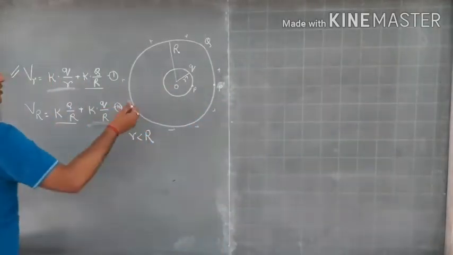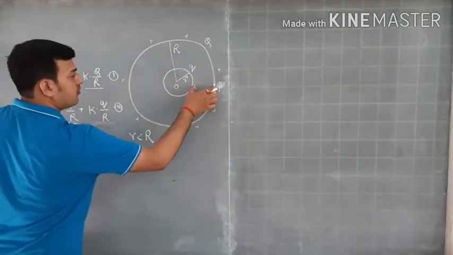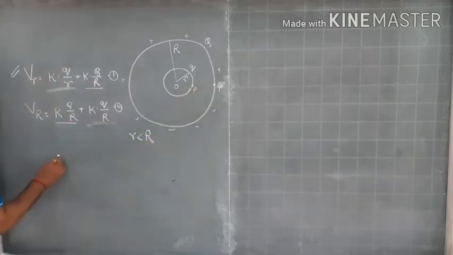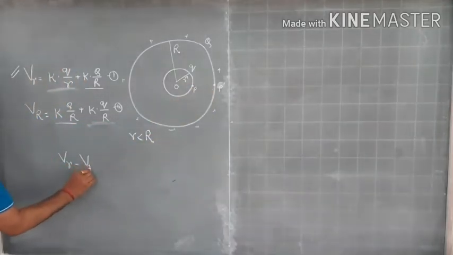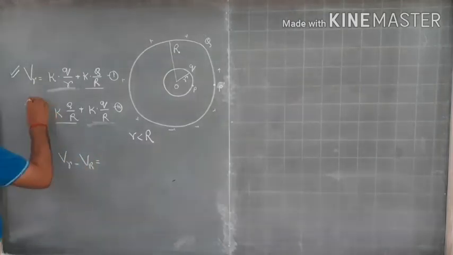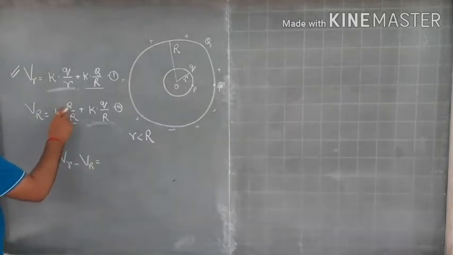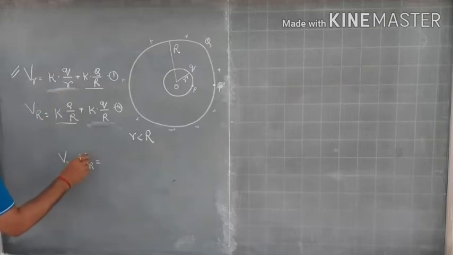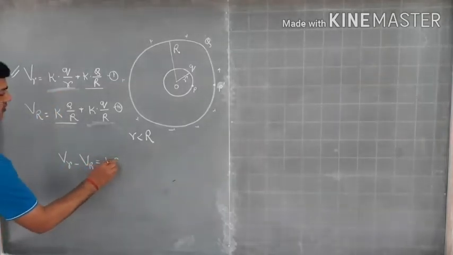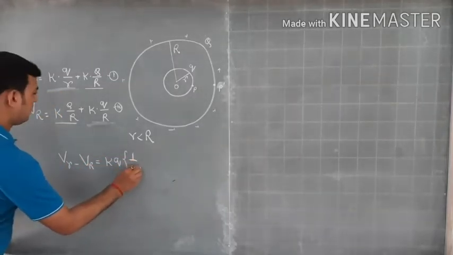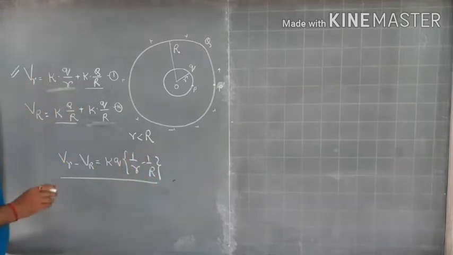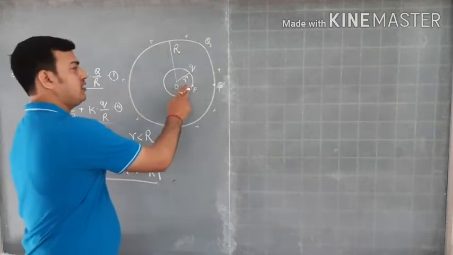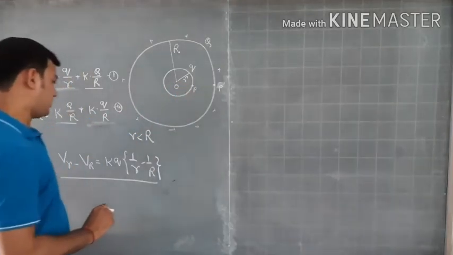Now how much higher, or what is the difference of the potential between these two surfaces? I can calculate it here like V small r minus V capital R. So if I do that, these two terms are equal, and on simplifying we will get K times q, 1 by r minus 1 by R. This is the potential difference between the points on the inner shell and the outer shell.